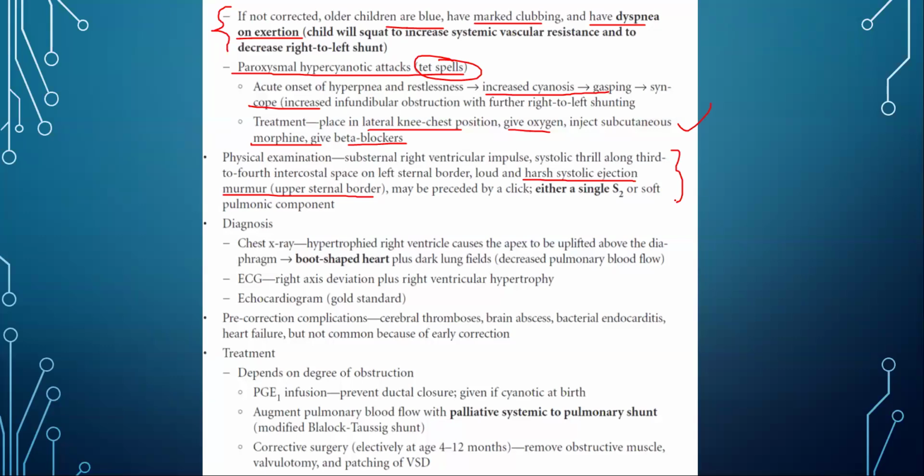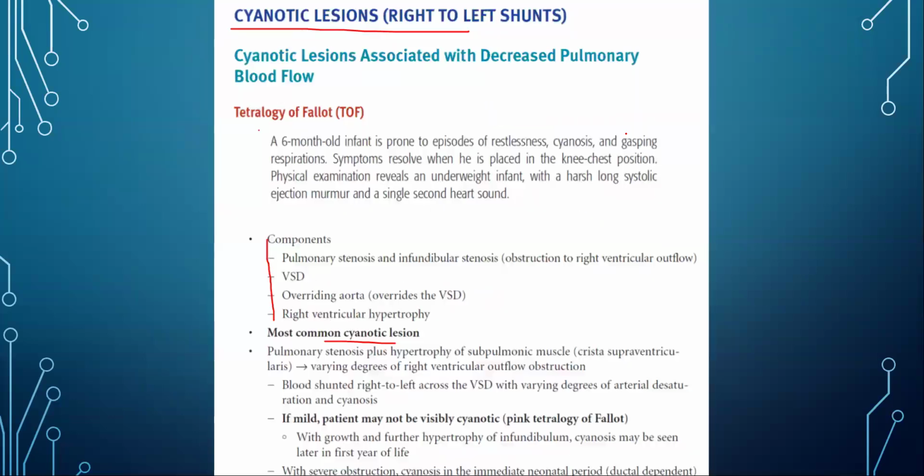Okay, so how to diagnose this? If a child comes to you, if you look at this question, a 6-month-old child is prone to episodes of restlessness, cyanosis, and gasping. Symptoms resolve with knee chest position.